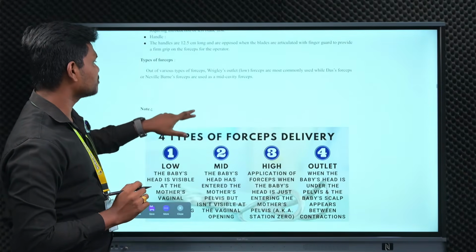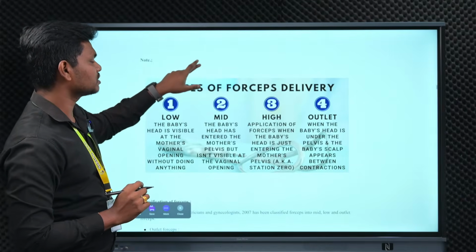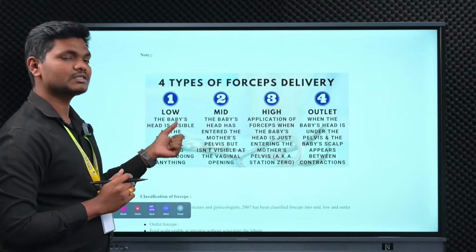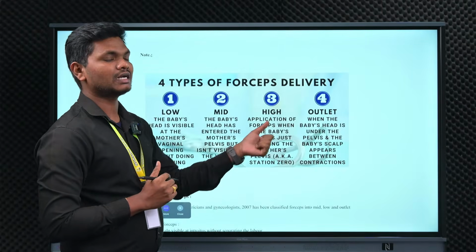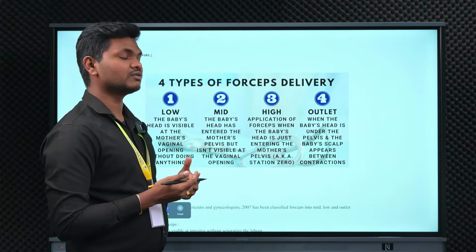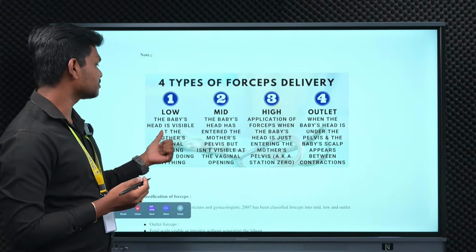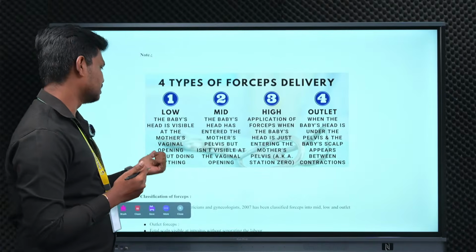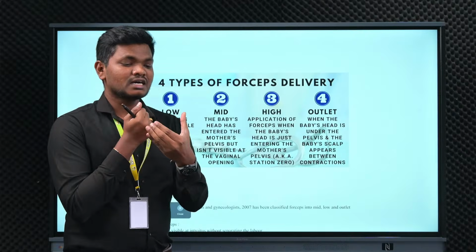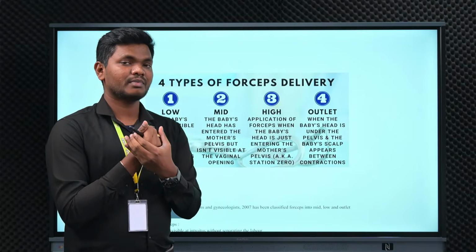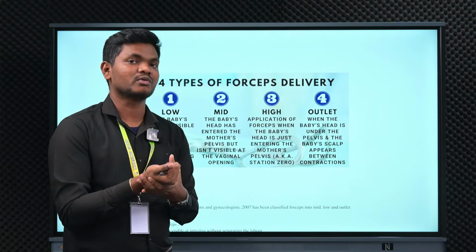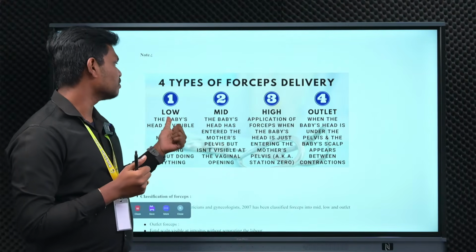Types of forceps. According to the situation, we have different types of forceps: low forceps, mid forceps, high forceps, and outlet forceps. Low forceps can be used when the baby's head is visible at the mother's vaginal opening without doing anything. For example, the head has reached the vaginal cavity, but it is not coming out anymore. It is not descending anymore. At that time we can use low forceps.